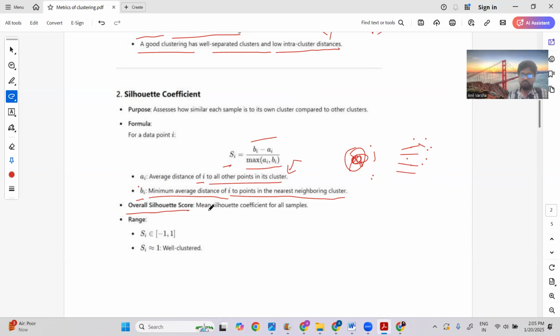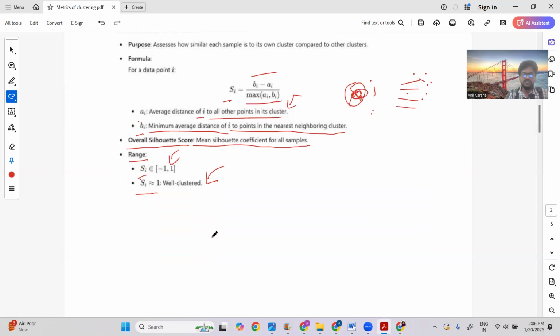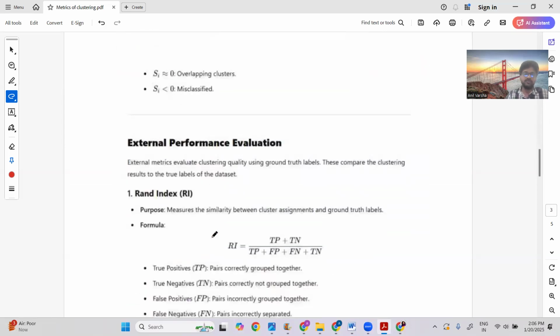The overall Silhouette score means the Silhouette quotient for all samples. The range of the Silhouette score s_i will be between minus 1 and 1. If s_i is equal to 1, it is well clustered. If it is minus 1, it is not clustered well. If s_i is equal to 0, that means there are overlapping clusters, and the data point might be at the edge of these overlapping clusters. If it is less than 0, closer to minus 1, it is misclassified.